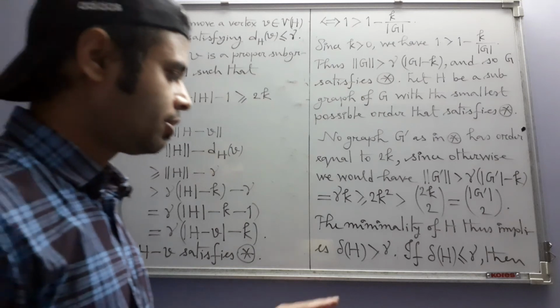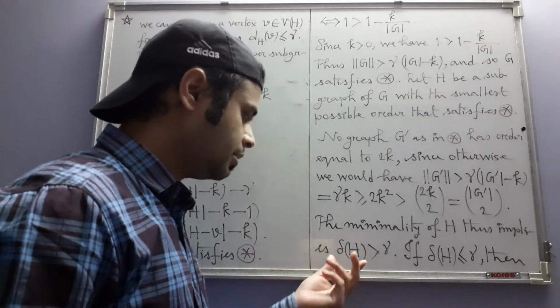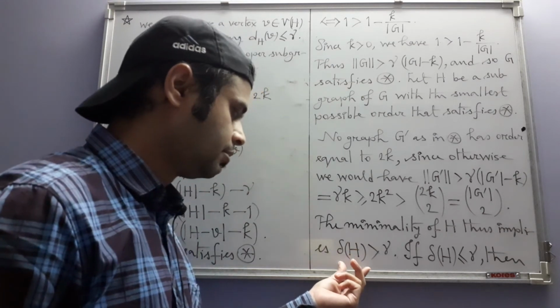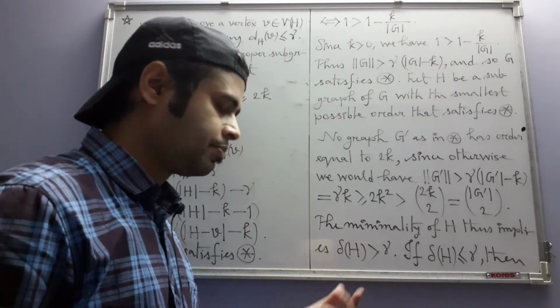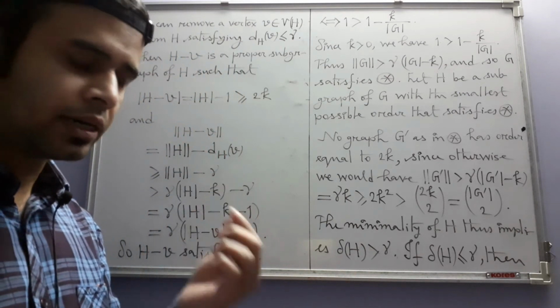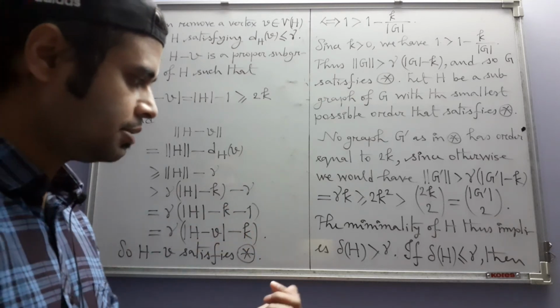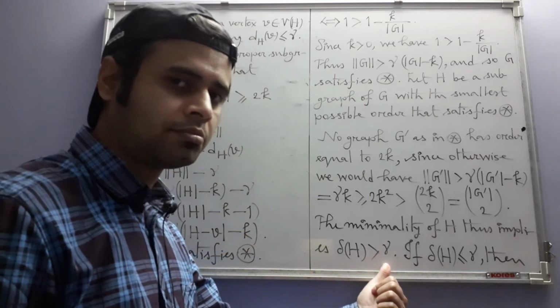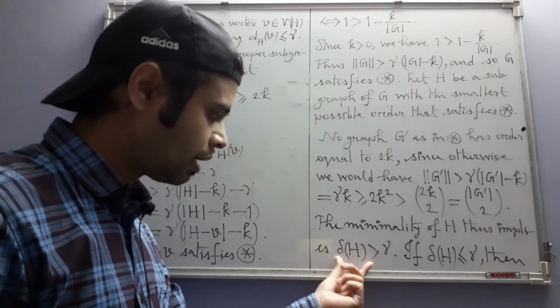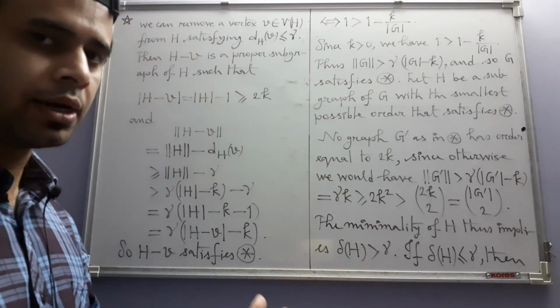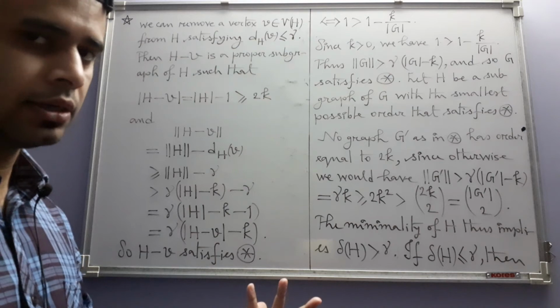Now after doing all these things, this says that there is one vertex in H whose number of neighbors is greater than gamma. So the number of vertices in H in particular will also be greater than gamma.